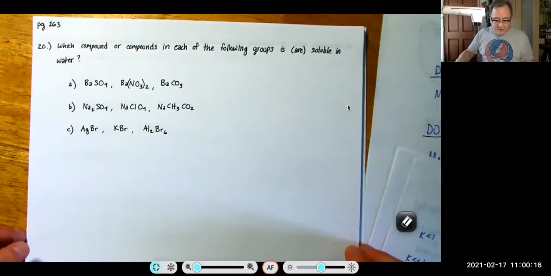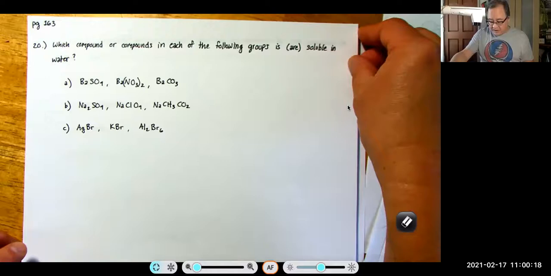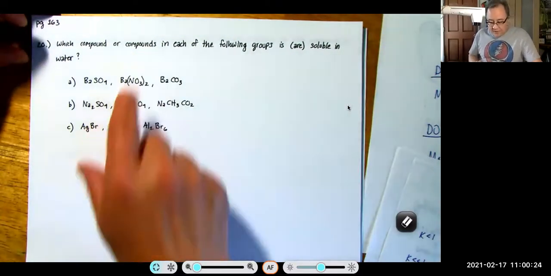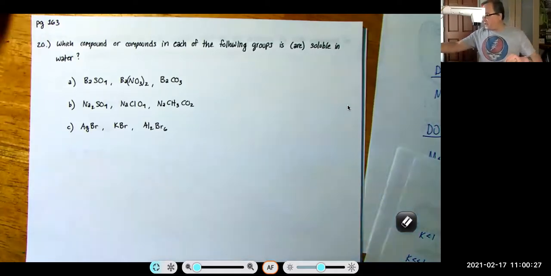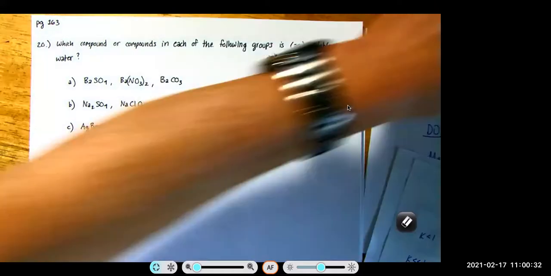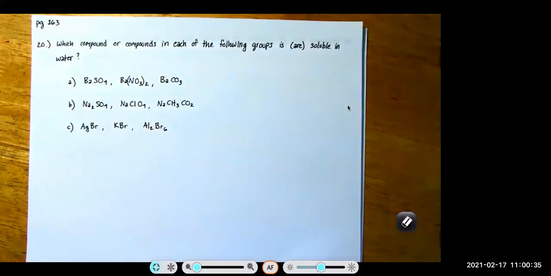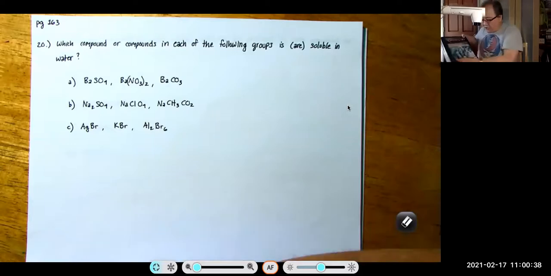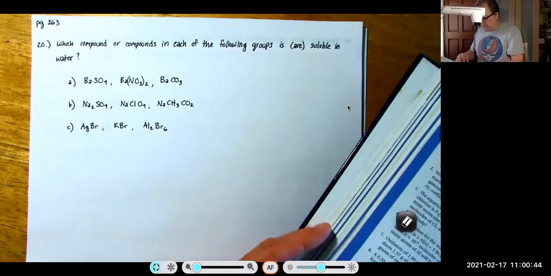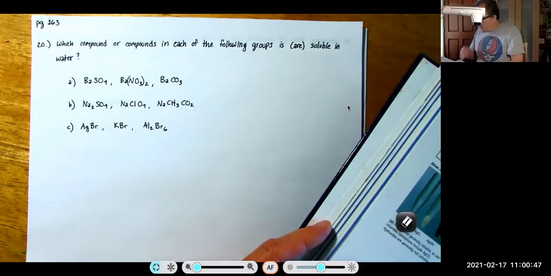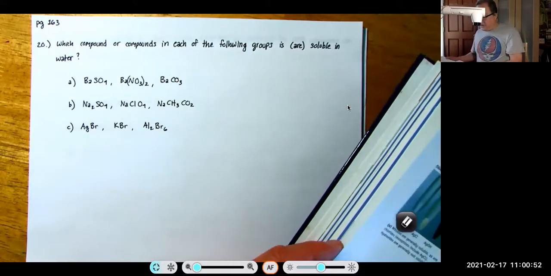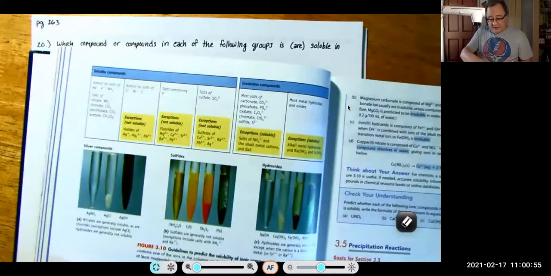Okay, now here, this pertains to the lab that I posted yesterday about precipitation. So you're supposed to decide which of the following are soluble in water. And you want to familiarize yourself with the solubility guidelines that are in your book. They're probably near page 140 or something like that. Let's see. 134. So here are the solubility guidelines right here.